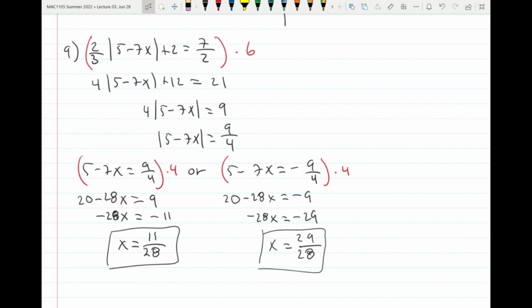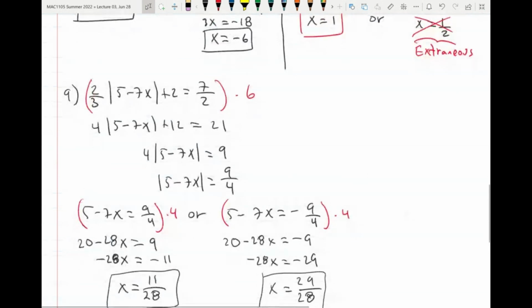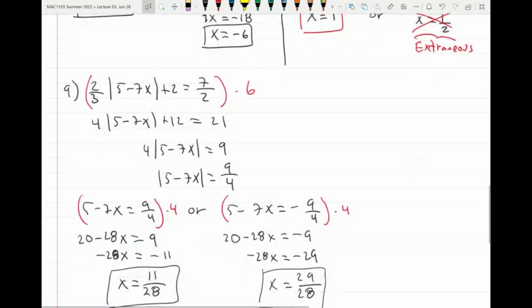Okay, questions? Okay, so this is how we solve absolute value equations. There's really nothing more to this, so there's no point in doing more examples. The strategy is always the same. Okay.